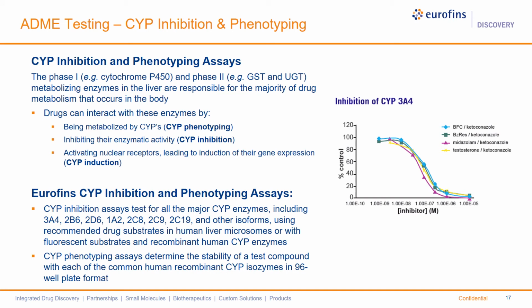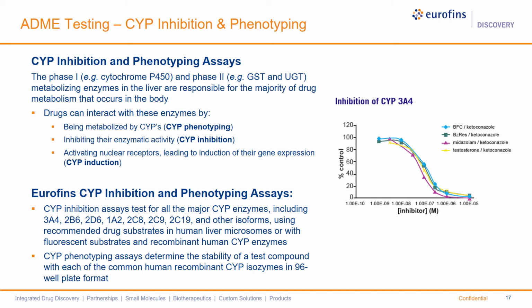So we can profile the effect of drugs in a variety of different ways with respect to their ability to inhibit or to be substrates of the cytochrome P450 enzymes. Cytochrome P450 enzymes represent the phase 1 form of metabolism, whereas phase 2 metabolism is mediated by enzymes such as glutathione S-transferase or UDP glucuronosyltransferase. And collectively, these enzymes are resident in the liver, and they constitute the major mechanisms of drug metabolism throughout the body.